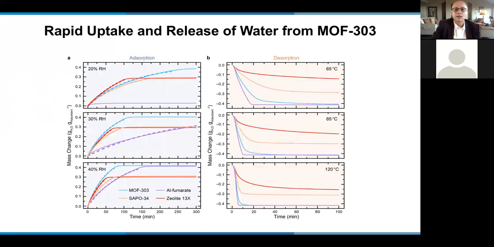So you can see here, this is the adsorption in MOF-303 and desorption. This is done at different humidities. Obviously, the higher the humidity, the faster the uptake. But even at 20% relative humidity, you see that adsorption is not a problem at all. And desorption, let's say at 65 degrees, can take place very, very quickly. And you can basically deliver all the water. So it combines a nice balance of adsorption and desorption, so that you can do a cycle in a reasonable amount of time.